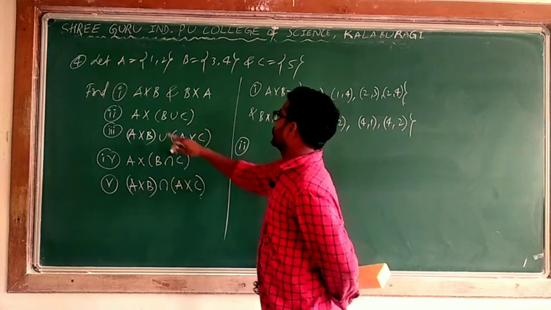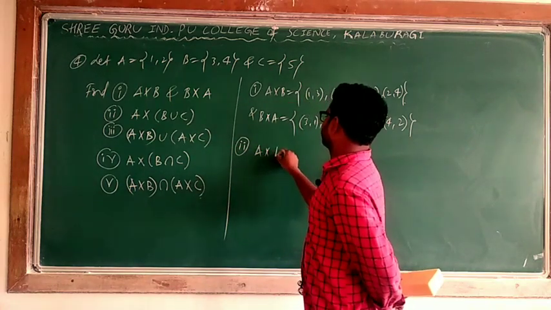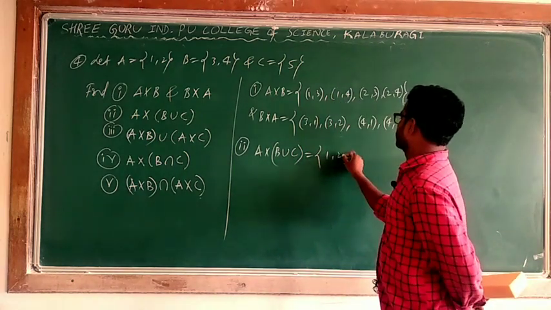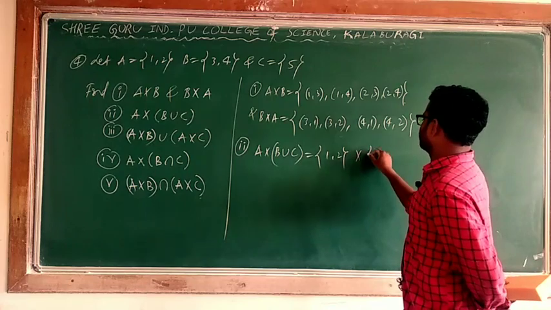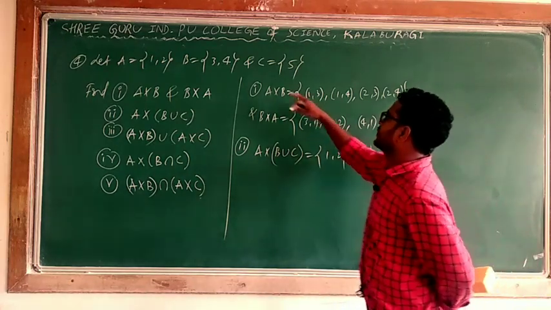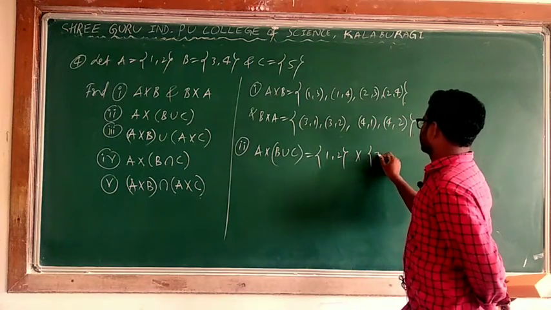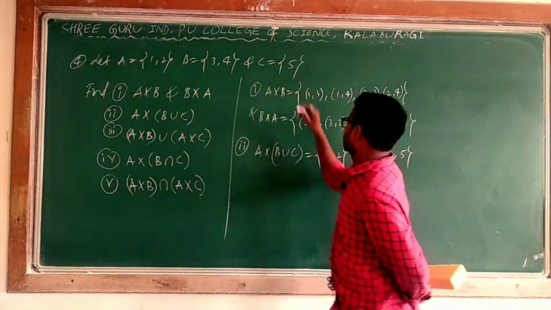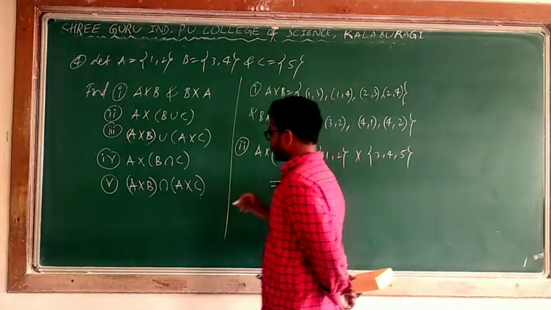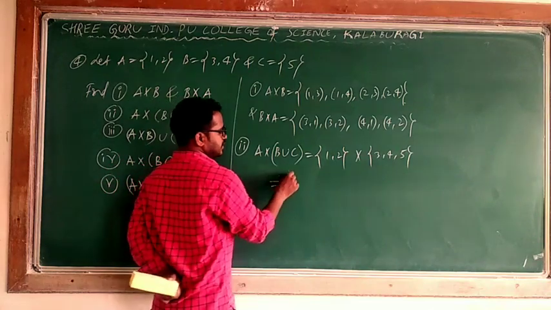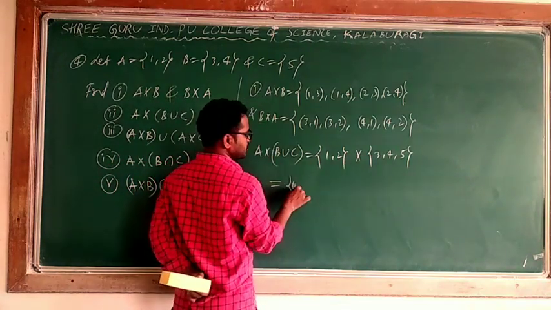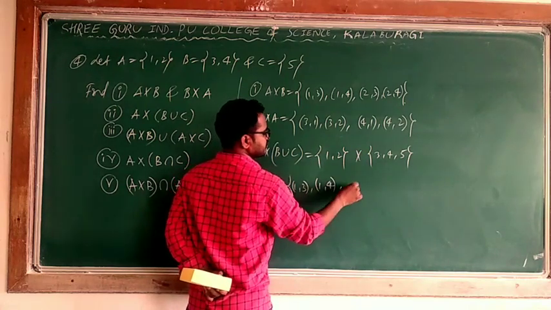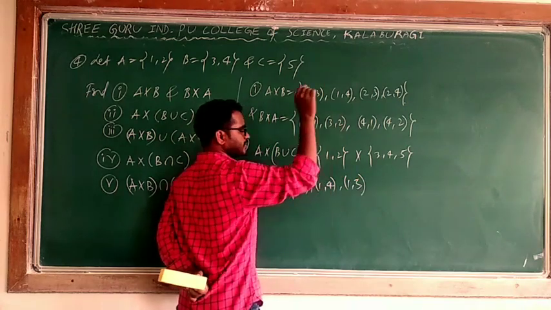Second, what is A cross (B union C)? Now what is A? A is {1, 2}. Cross. What is B union C? B union C means collect the elements of B and C. I can say {3, 4, 5}. B union C is the distinct elements of B and C. Then what is the Cartesian product of this? I can say now 1 with all the 3 elements: 1 with 3, 1 with 4, 1 with 5. So the first element with all the elements is over.